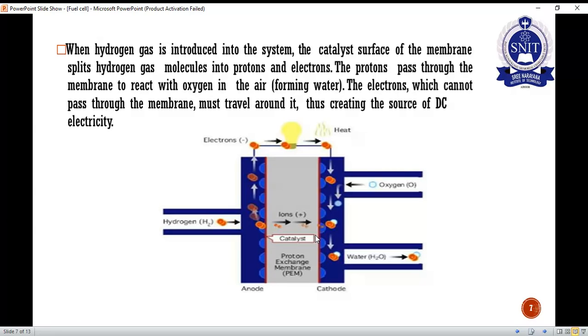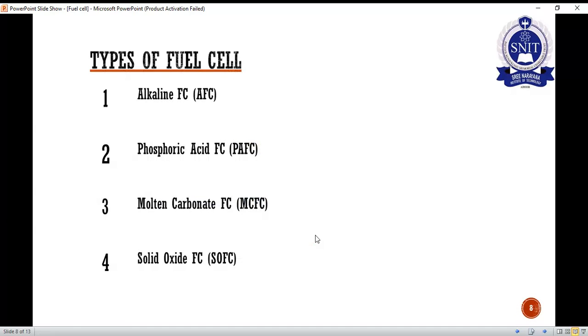So this is what happens in a fuel cell. There are basically four categories of fuel cells. First, the alkaline fuel cell. Second, the phosphoric acid fuel cell. Then the molten carbonate fuel cell and the solid oxide fuel cell. These are the basic four types of fuel cells. What makes these four fuel cells different? Let's see.